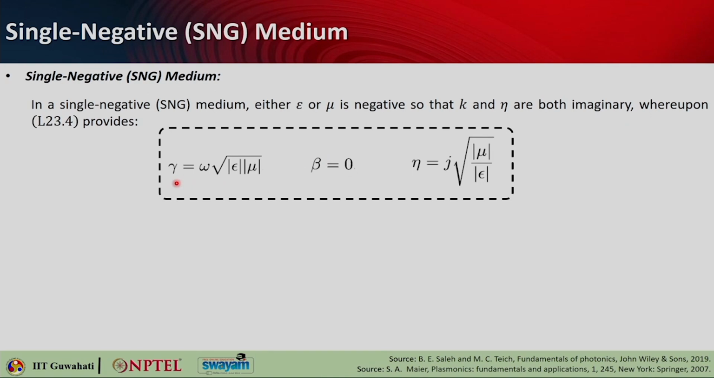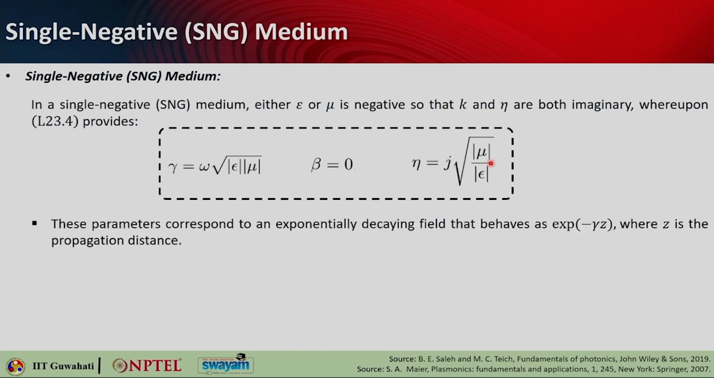Gamma is basically the attenuation factor. So this tells you the rate at which the wave will decay when it enters this kind of medium, and this is the impedance of this particular medium, given as j times the square root of modulus mu over modulus epsilon. These parameters correspond to an exponentially decaying field that behaves as exponential of minus gamma z. Here z is the propagation direction, and gamma is the attenuation constant.